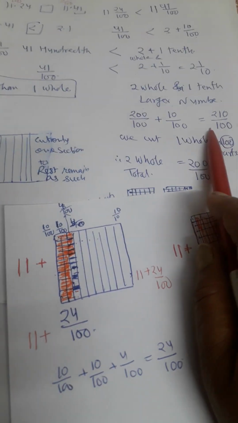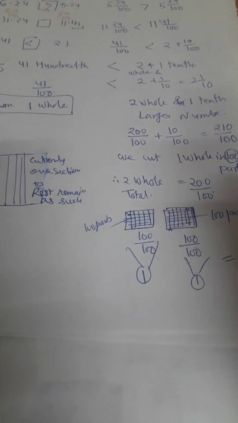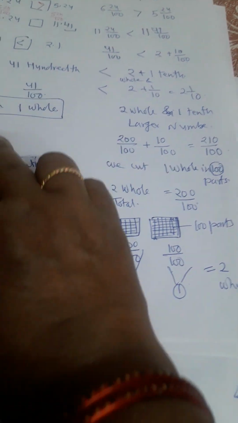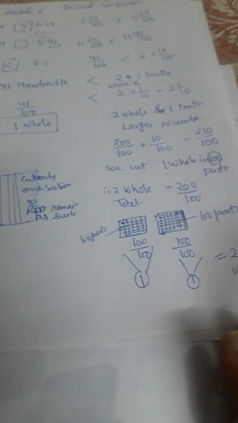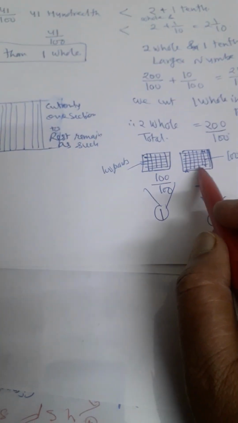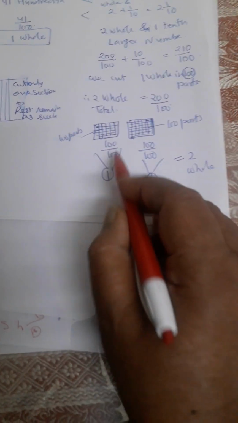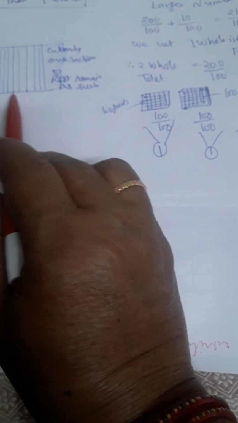So which is larger? It is 2 plus 1/10, larger than 41 hundredths. So we will say that 2.1 is bigger than 0.41. Is that clear? When we are cutting into 100 parts, we use the term hundredths. But when we are not cutting this, we call it tenths.